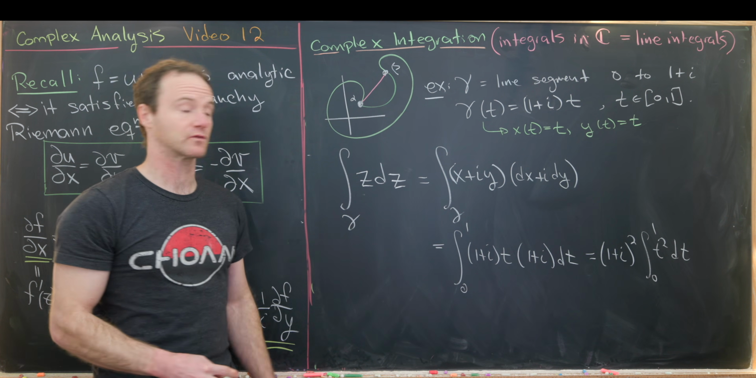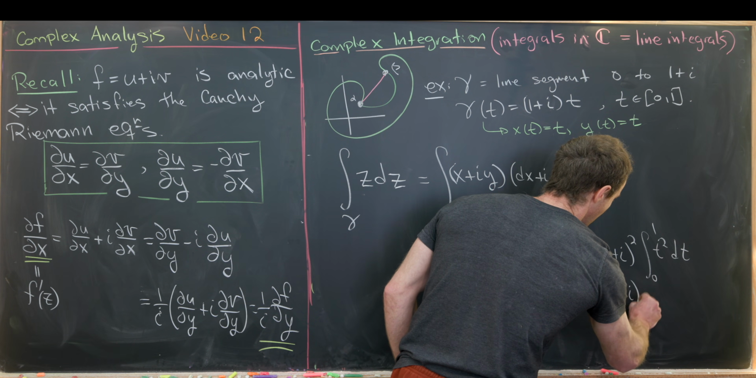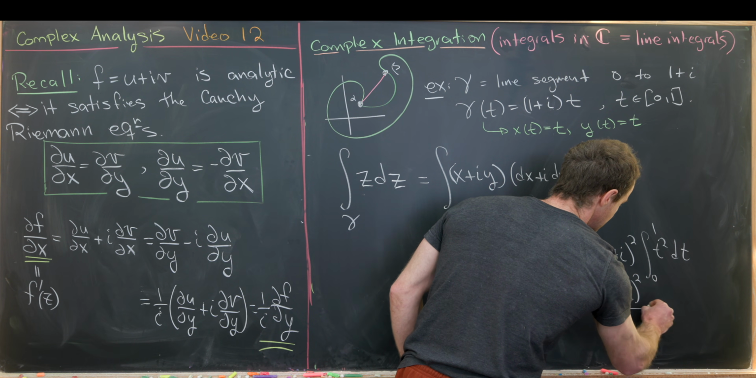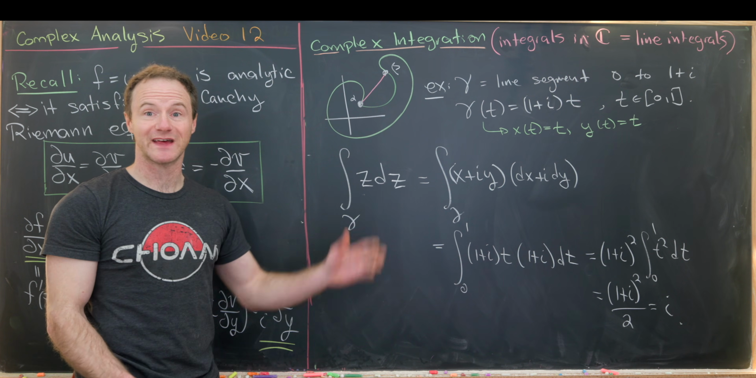But now we've just got a real integral. That's pretty easy to calculate. That ends up leaving us with (1 plus i) squared over 2, which in fact simplifies to i. Okay, so that's the calculation.